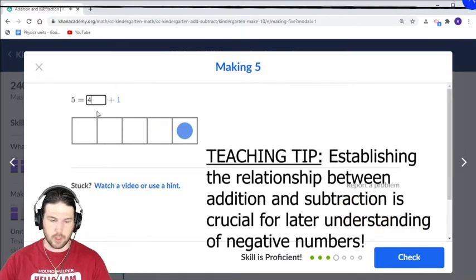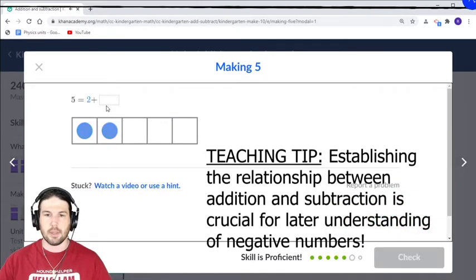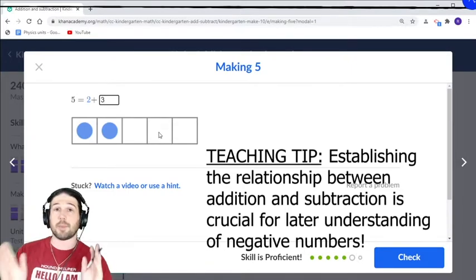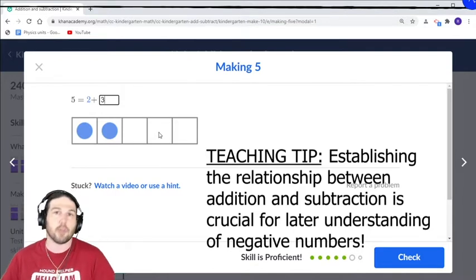5 is 4 plus 1, yes. 5 is 3 plus 2. 5 is 2 plus 3. And by the way, the idea that we are specifically making 5 and then later making 10 is also very powerful, and we use that a lot.